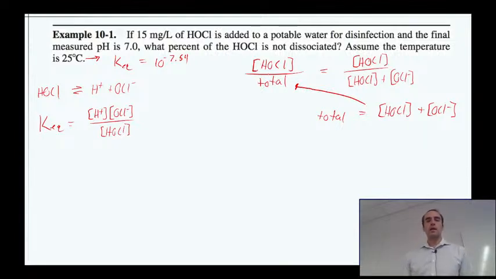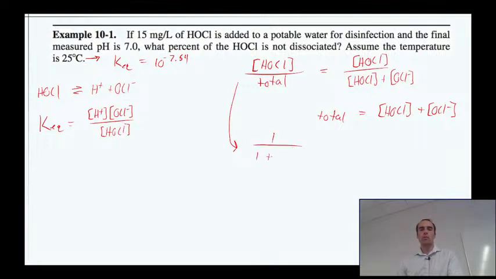So what I will do next is take this HOCl divided by OCl minus plus HOCl, simplify that a little bit, and I'll say, bring this down here and say, if I divide the top and the bottom by HOCl, I'll be left with 1 over 1 plus OCl minus divided by HOCl. That still is essentially going to give me the answer that I'm looking for.